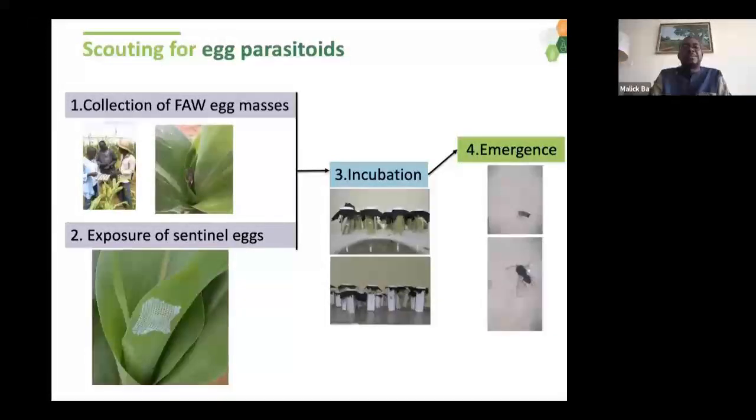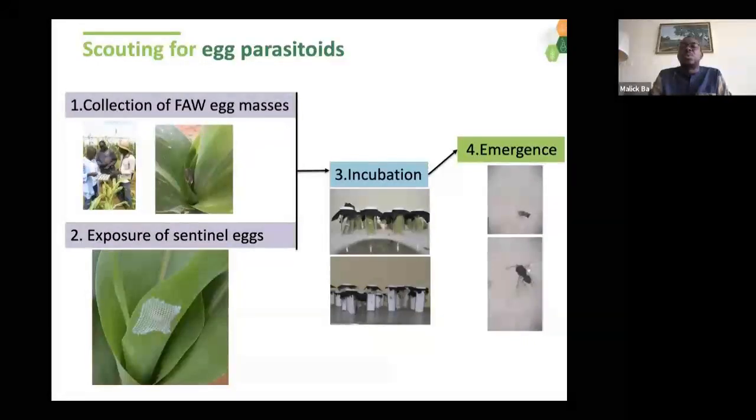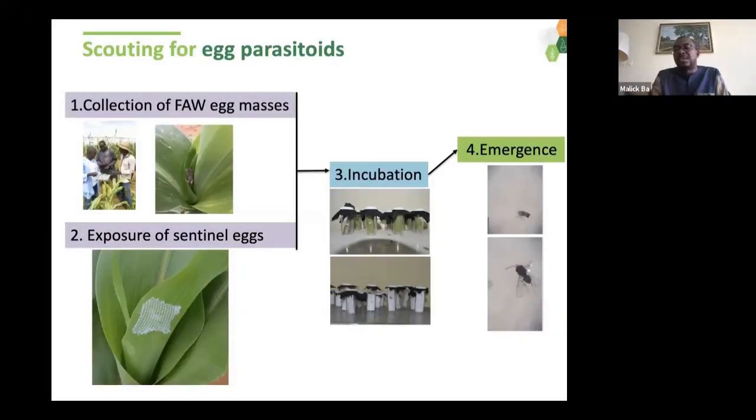For egg parasitoids, there are two ways of getting the natural enemies of eggs. You can rely on the eggs that have been laid by the fall armyworm in the field. You collect the egg masses, take them back to your laboratory, and incubate them. You wait for them to emerge, see whatever has emerged as a parasitoid, and then try to identify them.